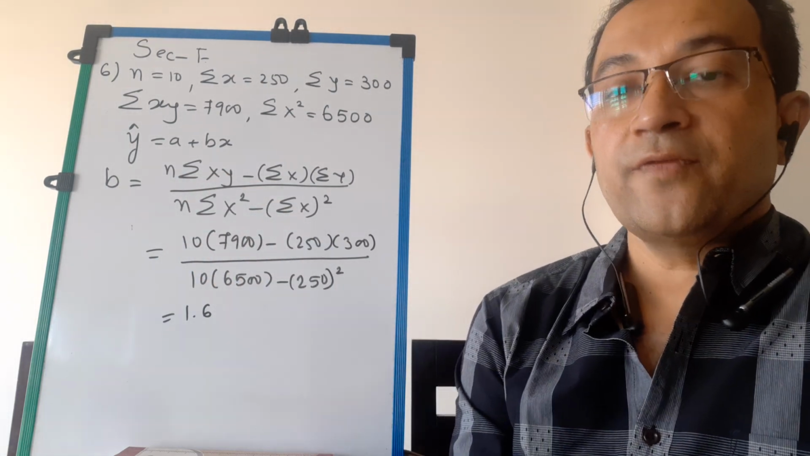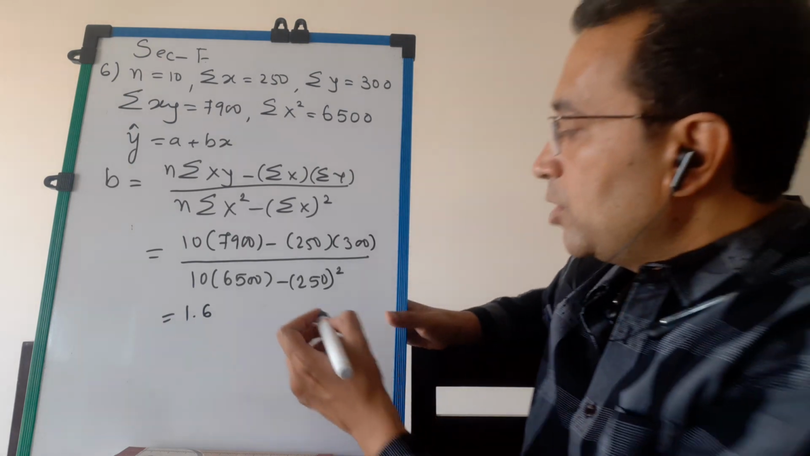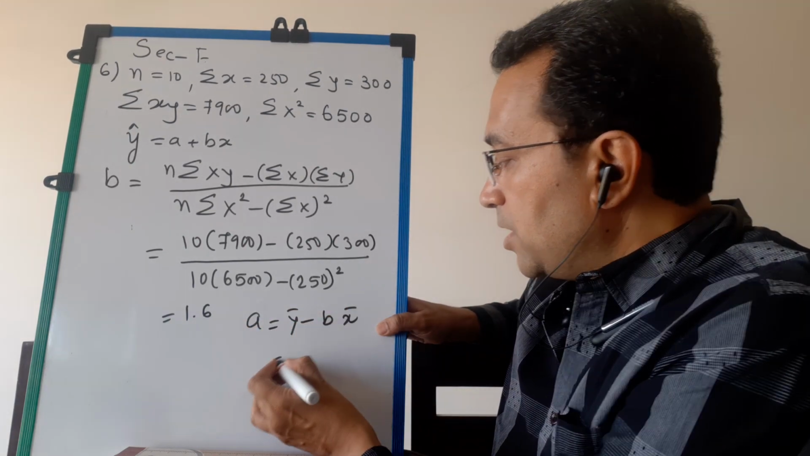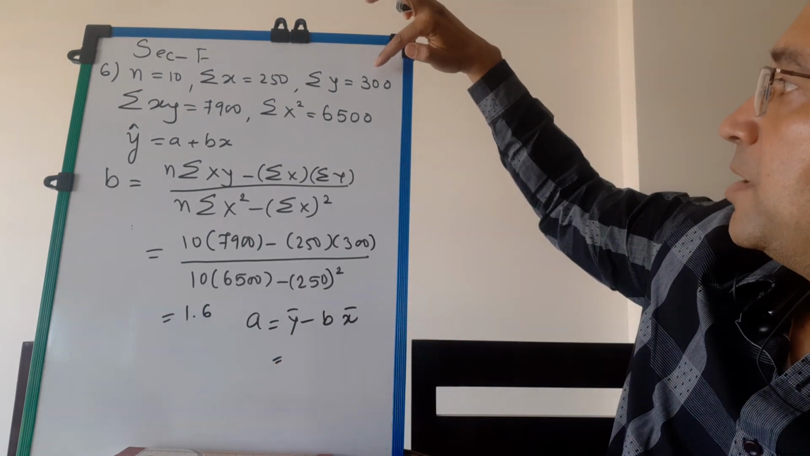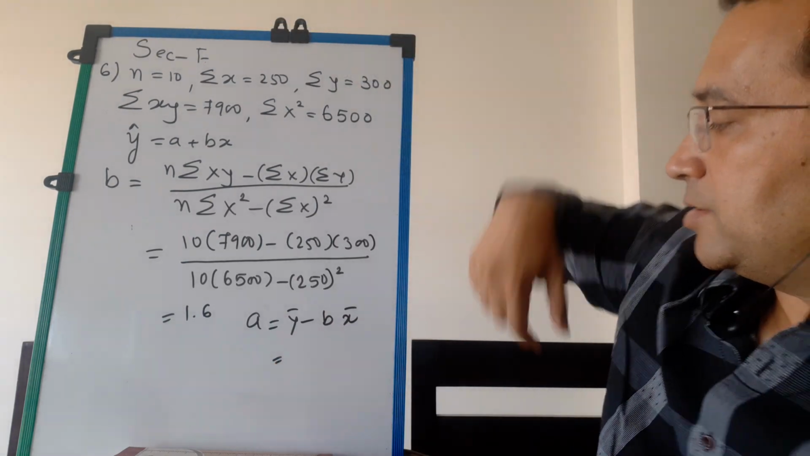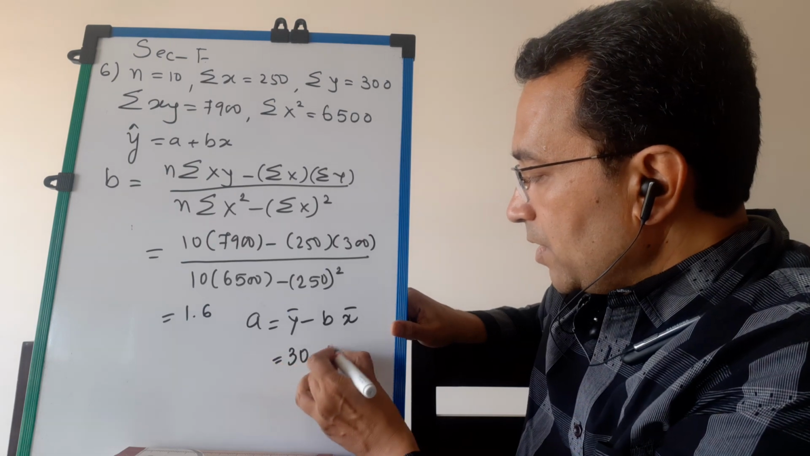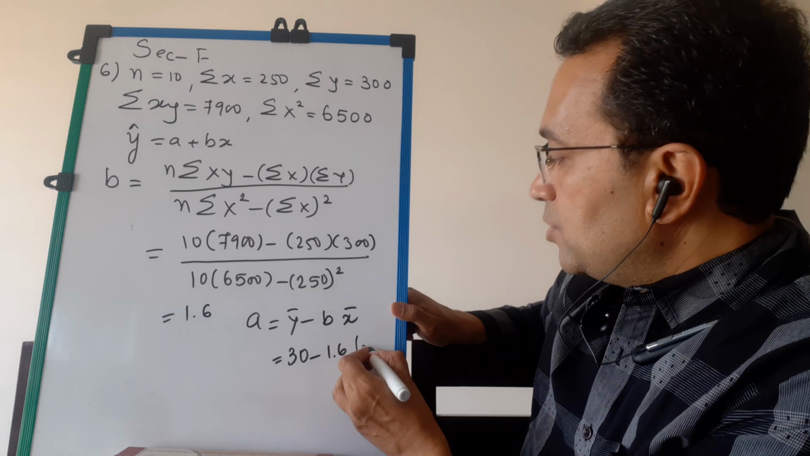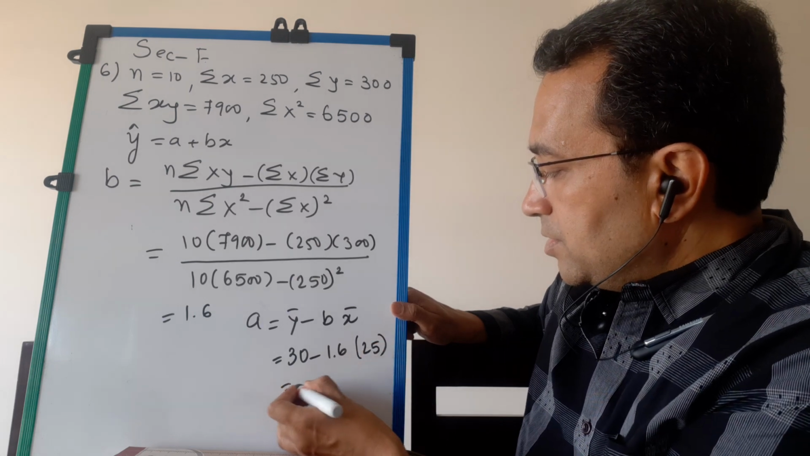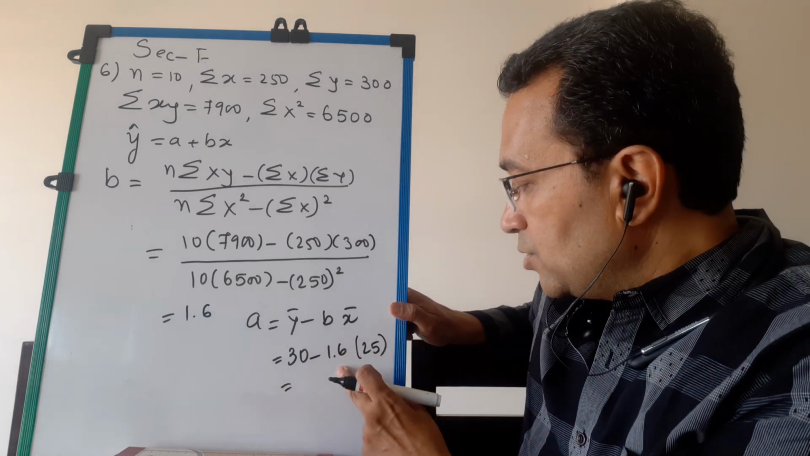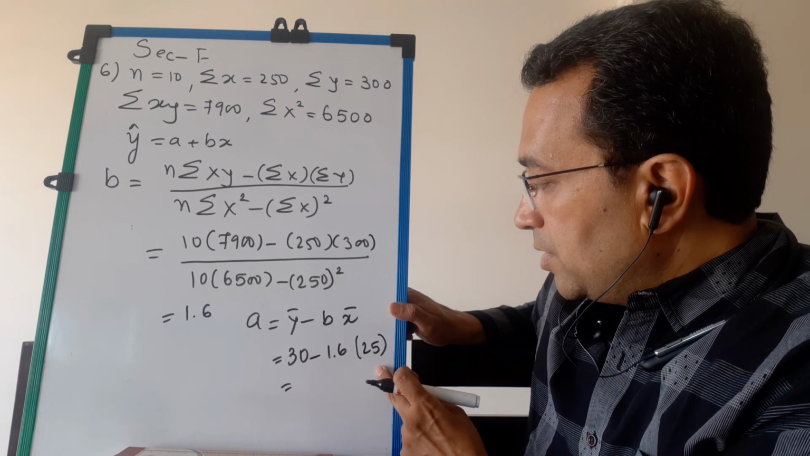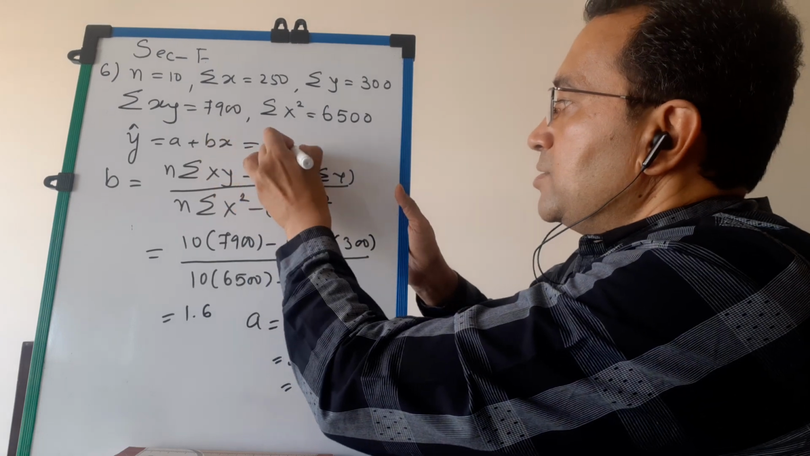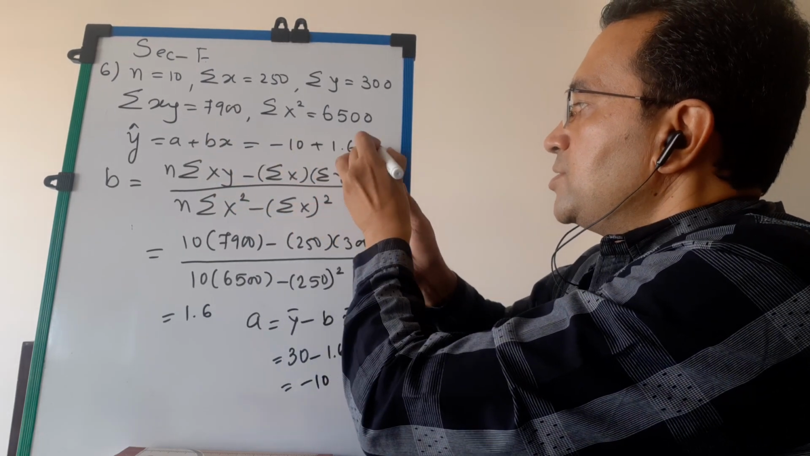Now if we find a, the formula of a is universal, y bar minus b x bar. Now y bar, easily you can check, sigma y is 300 upon 10, so y bar is 30. X bar will be 250 upon 10, so 25. This will come to 40, so this will be 30 minus 40, so minus 10. So the regression line is minus 10 plus 1.6 into x.